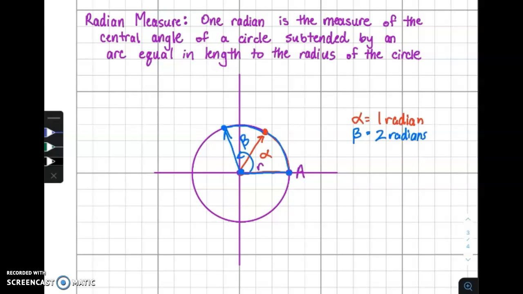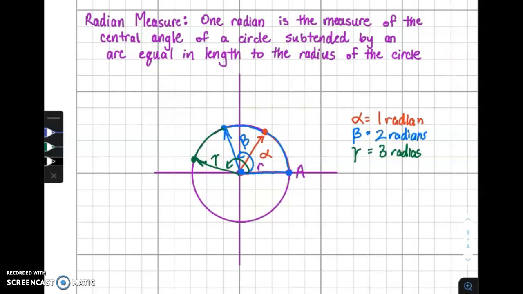Let's say I wanted 3. I think you're getting the idea. We want that same length again. So whatever angle that would make, so that's 3 radiuses on the outside. That rotation, let's call that gamma. So then gamma is 3 radians.